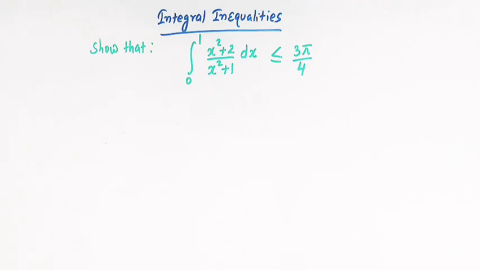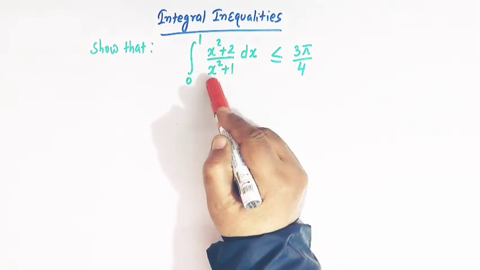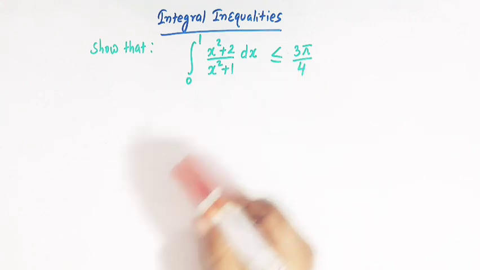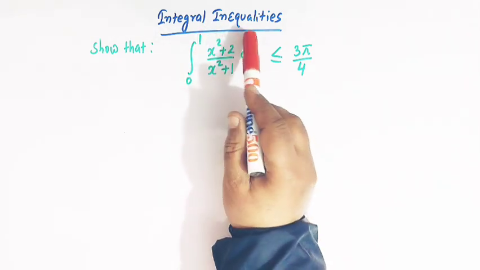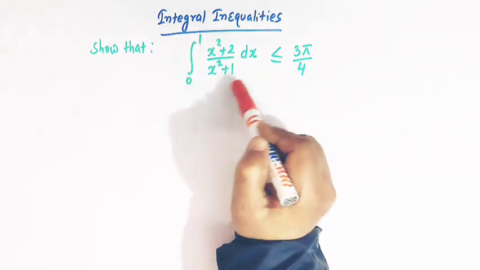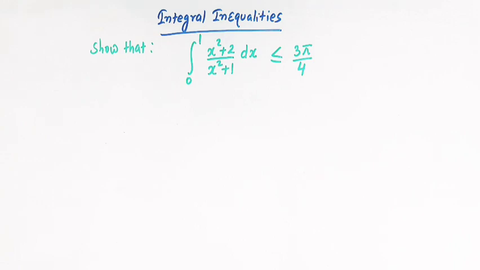Hello viewers, in today's class we are going to discuss one important problem related to integral inequalities. In this problem we have the integral from 0 to 1 of (x square plus 2) divided by (x square plus 1) dx, which is less than or equal to 3 pi by 4. So what we have to do is estimate the value of this integral and show that it is less than or equal to 3 pi by 4.